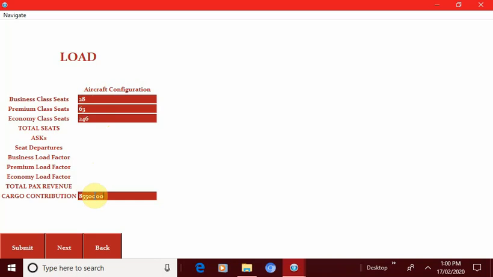8550000. Now when I submit it, all these load factors will be calculated, seat departures, ASK and total seats will be calculated. Let's submit it. So this is the load factors for different classes. Total number of seats, ASK is calculated, seat departures are calculated, total passenger revenue is also calculated. So let's move to the next screen.